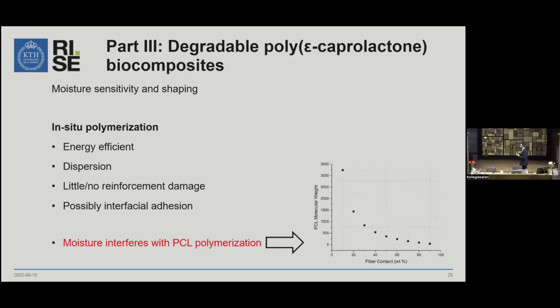We decided to move on with polycaprolactone as the model polymer for the in-situ polymerization, but there is an issue, and this is moisture. So the moisture in the environment can be absorbed into the wood fibers, and this can initiate the polymerization. As a result, the molecular weight of the final PCL polymer decreases.